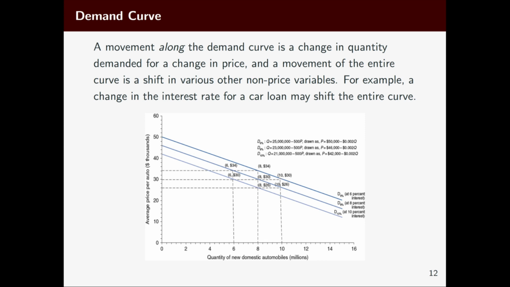Okay, that's a change in quantity demanded. A change in demand is going to be a shift of the entire curve. So let's say that the interest rate in a car loan, that could definitely change the entire demand curve. So let's say with a 6% interest rate on that loan, we have this outermost demand curve. Now let's say that the interest rate increases to 8%.